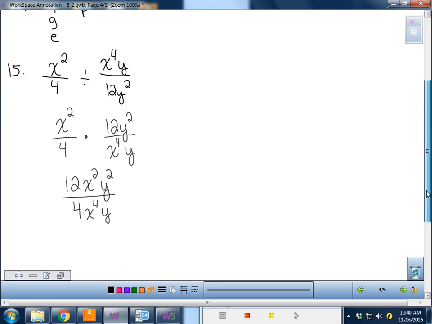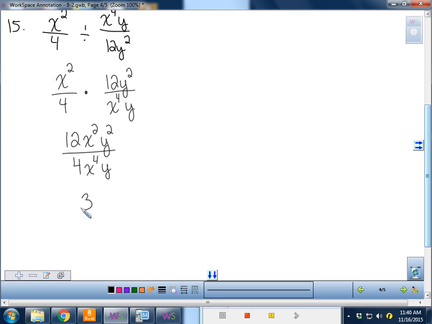And then I divide. 12 divided by 4 is 3. I have 2 x's on top and 4 on bottom, so this one's going to go away, and the ones on bottom will decrease by 2. So that leaves me with an x to the second on the bottom. And then I have 2 on top and 1 on bottom for my y, so 1 will go away, leaving me with just 1 on top. And I'm done with that right there.